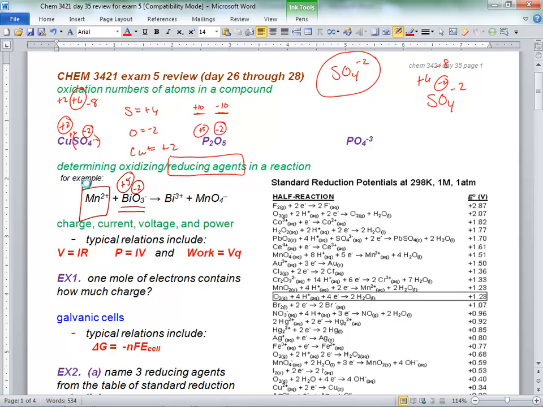See, bismuth went from +5 to +3. So this compound got reduced. So this compound is the oxidizing agent. So I want to know what the reducing agent is, so that's why I drew a box around the other guy. He has to be. So you can figure out what he is over here, and he had to get oxidized. Okay. Looks like it's locked up.